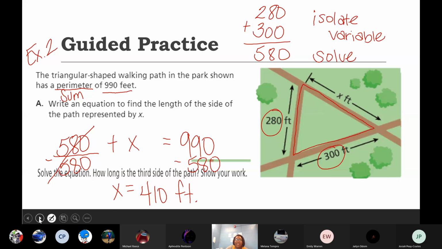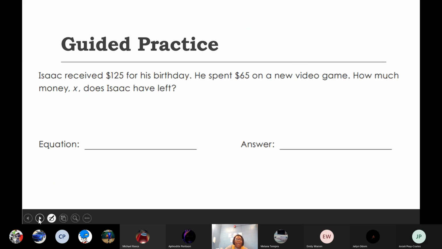Okay, so let's keep it moving. Our last practice with word problems where we have to write out our equation and solve it. Example 3, please write this one down. I'll give you some time. Isaac received, remember we're going to annotate today. Isaac received $125 for his birthday. He spent $65 on a new video game. How much money does Isaac have left? And we want X to equal money left.